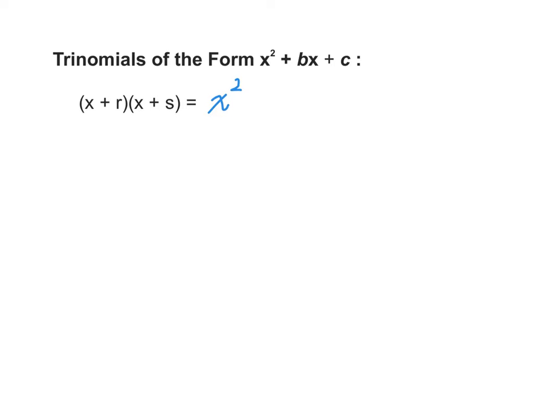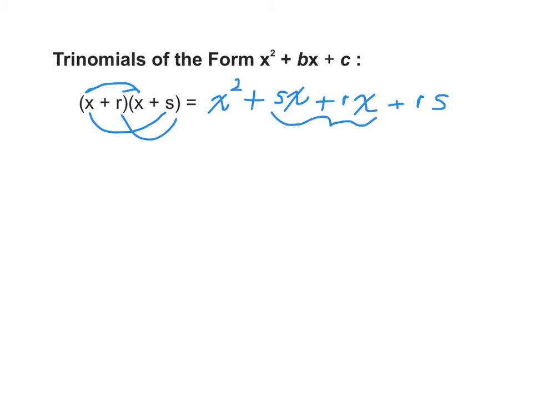We'll always have that x squared first, and then an s times x, we'll have for the insides the r times x, and finally r times s. These two terms in the middle are like terms. So we end up with x squared plus s plus r x plus rs.